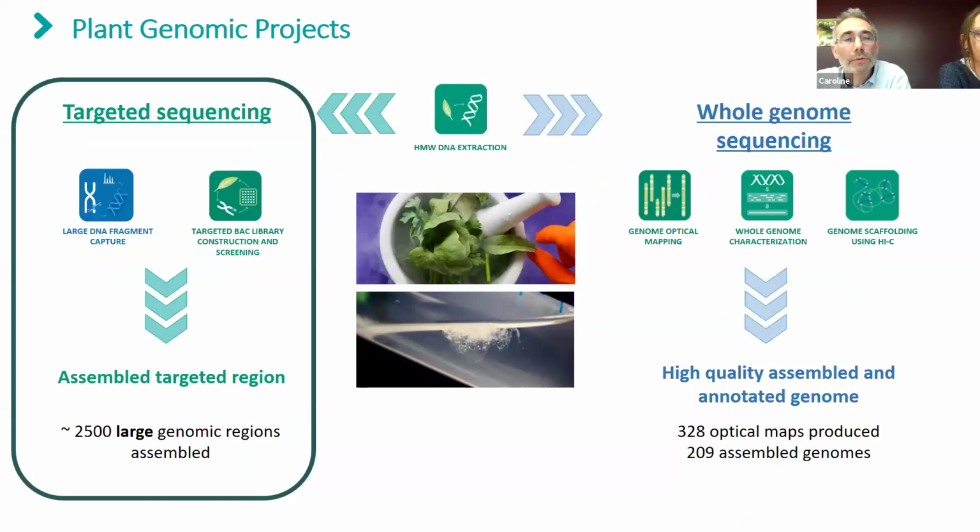But sometimes you don't want to have the whole genome. You want to focus on your region of interest, and so it's why we have developed and worked a lot on targeted sequencing. At the beginning, it was more on targeted BAC libraries construction and screening. So we were building the library and screening it and sequencing your region of interest, several BACs that covered your region of interest. And after that, when the sequencing technology evolved, we have also developed some approaches about large DNA fragment capture.